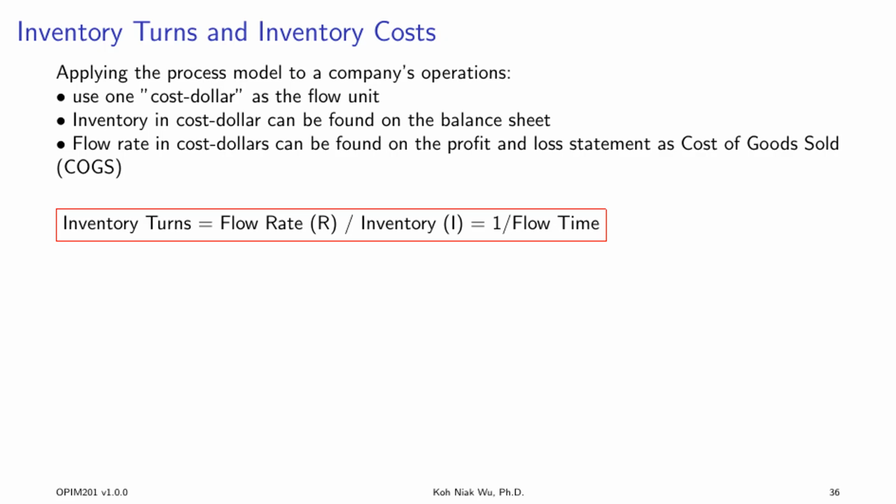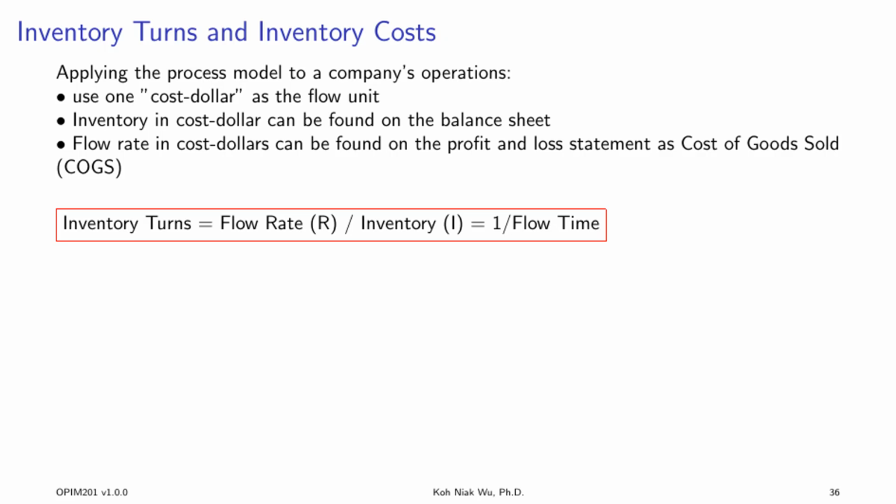To calculate inventory turns, we need to understand two key components: flow rate and flow time. Flow rate is the rate at which products are sold, measured in cost dollars. Flow time refers to the time it takes for inventory to be sold. This formula helps us understand how efficiently a company is managing its inventory.